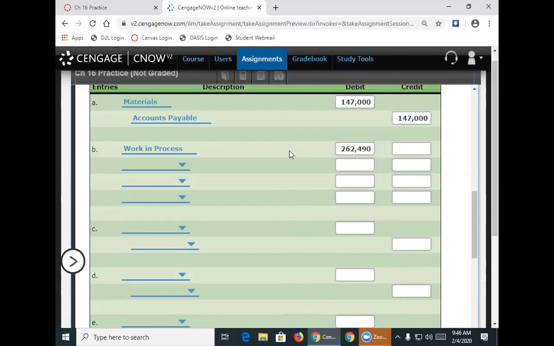And then factory overhead was debited a total of 29,160 for indirect materials and indirect labor. So factory overhead gets a debit of 29,160. I guess I could show the wages payable.